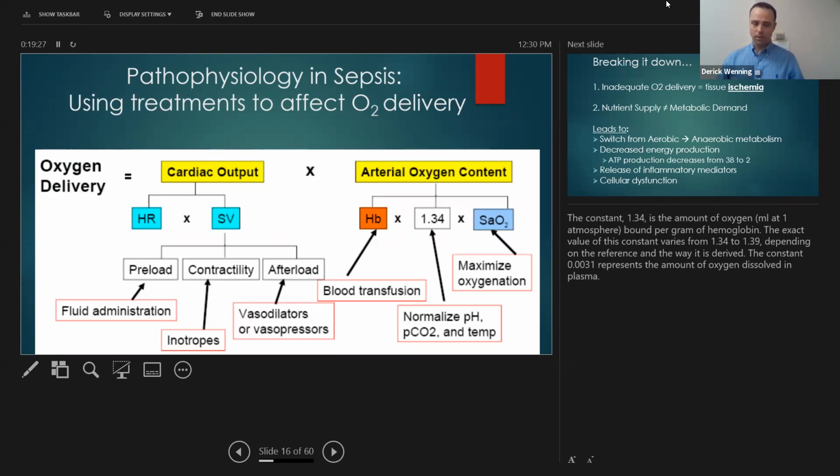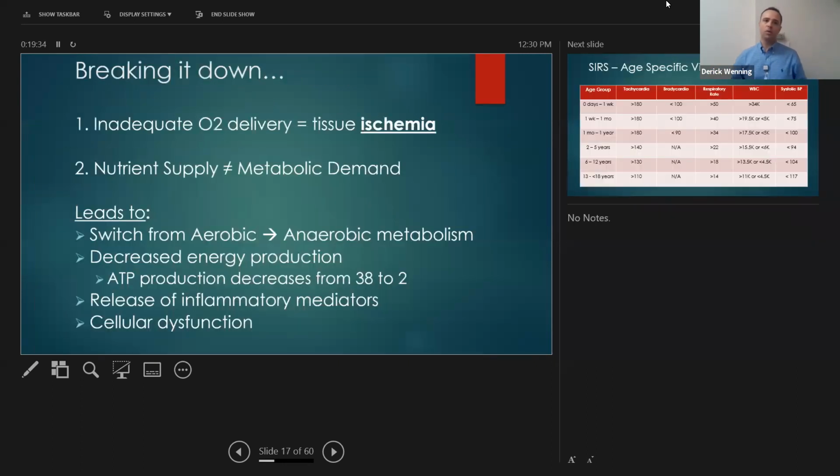And the problem is it's all about inadequate oxygen delivery to the periphery, to the tissues, to the end organs. So if you have inadequate oxygen delivery, you have tissue ischemia. If you don't have the nutrient supply to meet the oxygen demand, then you switch from aerobic metabolism to anaerobic metabolism. When you switch to anaerobic metabolism, you decrease your ATP production, which leads to all of these byproducts like lactic acidosis. You release all these inflammatory mediators, and basically things just don't work as well as they should.